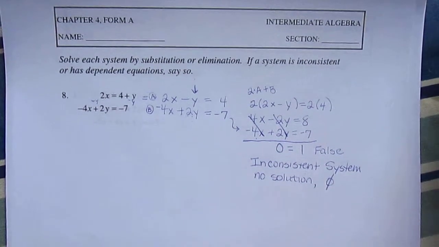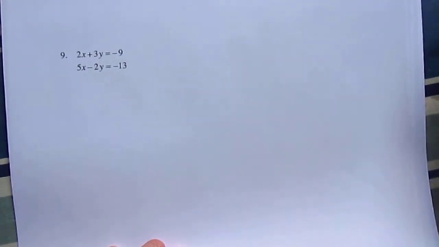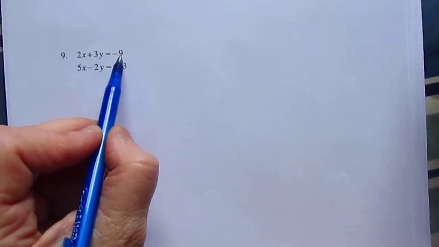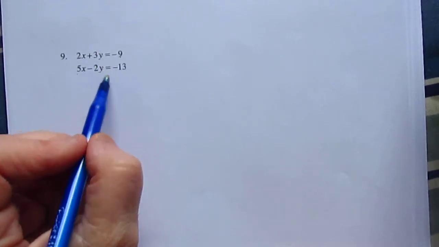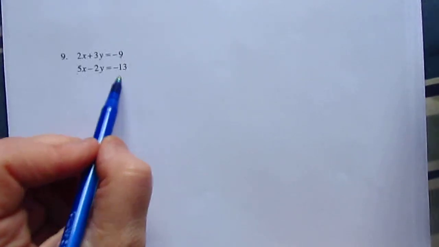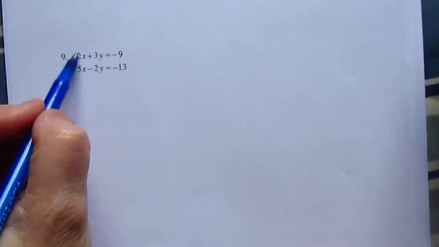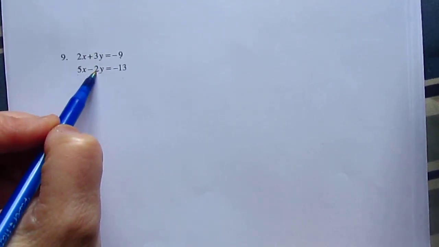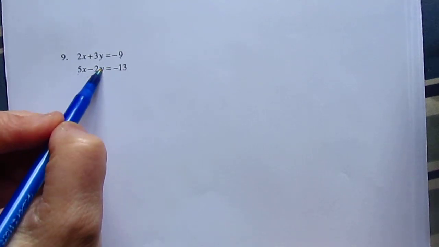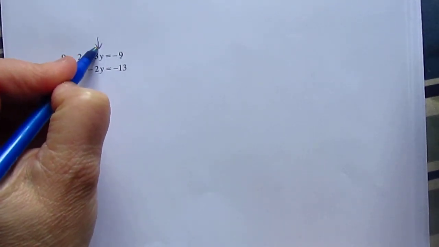Question number 9, Chapter 4, Form A. Question number 9 reads, 2x plus 3y equals negative 9. Consider that equation at the same time as 5x minus 2y equals negative 13. None of these coefficients are 1, so I'm going to look at elimination. The x's are lined up, the y's are lined up, the equals are lined up, the constants are lined up. Everything's lined up. So I'm going to inspect the x's. I have a 2 and a 5. And the y's, I've got a 3 and a 2. I also have a negative and a positive. So I'm liking this one better.